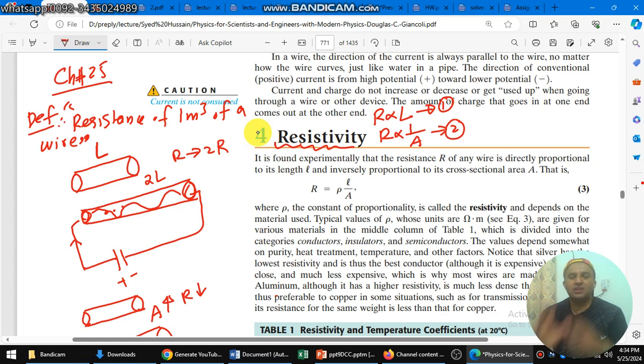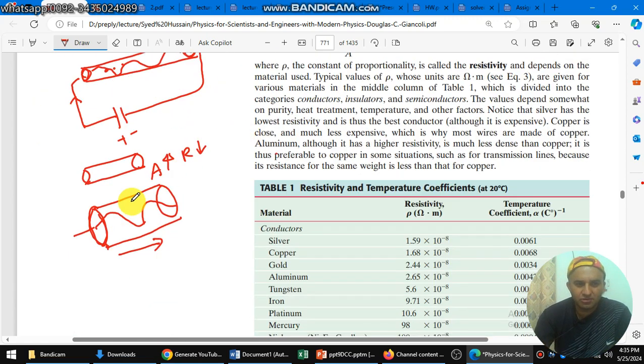So I repeat again, if the length increases, resistance also increases. So it means the resistance is proportional to length. If we increase the length, the number of atoms increases, so the resistance or opposition by the atoms must also increase. But when you increase the area, the resistance becomes small, because if the area is big, the charges can flow easily, as compared to the smaller area.